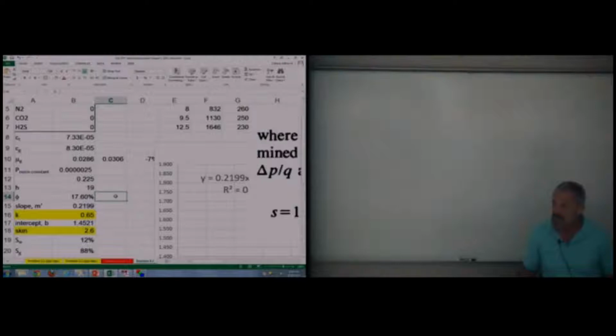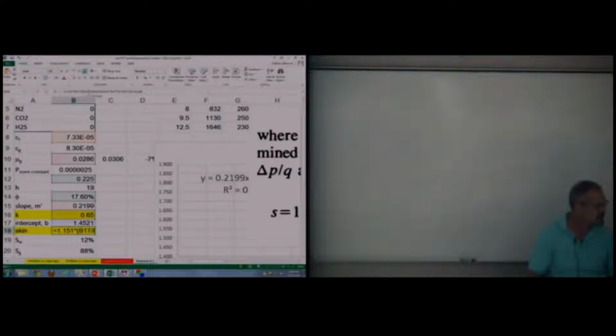Could you highlight that real quick? I just want to make sure I have everything selected correctly. My skin calculation? Please.